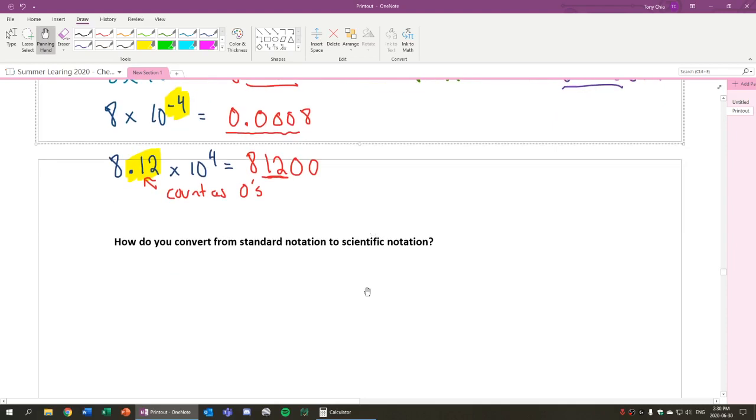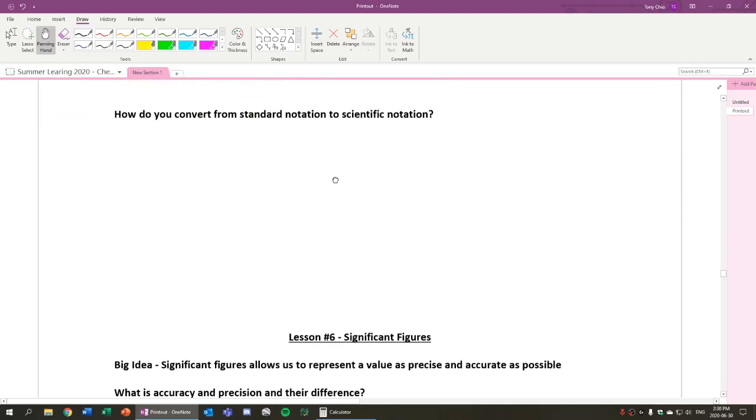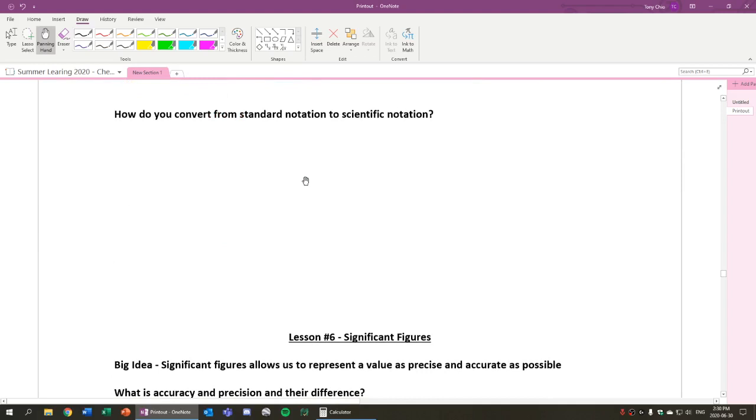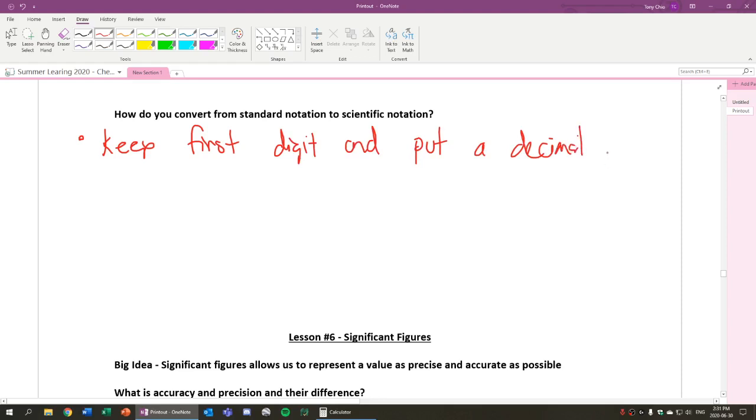What if you want to go backwards? What if you want to convert a regular number into scientific notation? You just perform it backwards. So what you want to do is keep the first value or first digit and put a decimal after, plus any additional values.